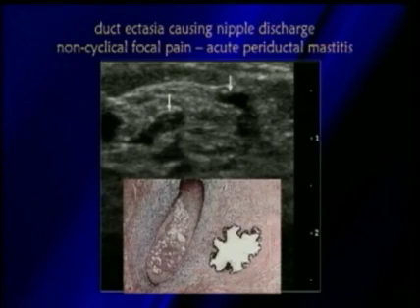Now, with ductal ectasia that causes nipple discharge, sometimes a patient may have a little bit of pain and have some acute periductal mastitis. The normal walls of the duct are thin and echogenic, but when a patient gets inflammation of the duct, you can actually see the walls become thick and isoechoic. This is the same sonographic appearance that we see in a cyst. A normal cyst wall is thin and echogenic, and when a cyst becomes inflamed, the walls become thick and isoechoic.